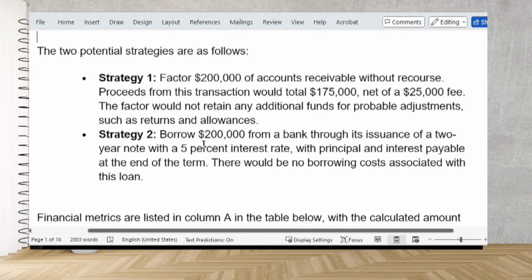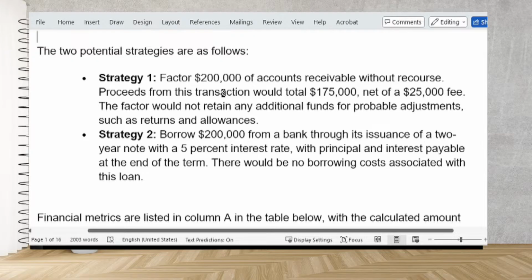And in the second strategy, we are borrowing 200,000 from a bank. So it will increase the cash by 200,000 without impacting account receivable or any other current asset or current liability. Current liability is also not impacted because it is a 2 years repayment. So there is no change in the current liability in both the cases. Only current asset gets changed.